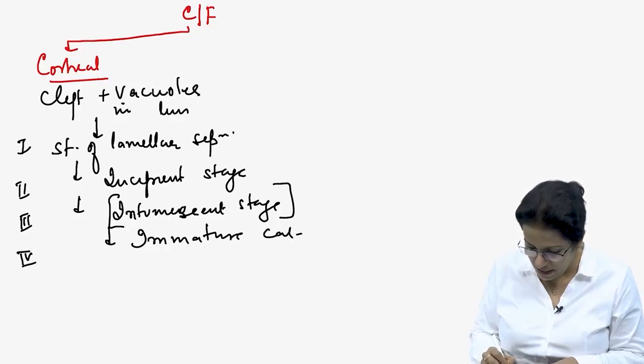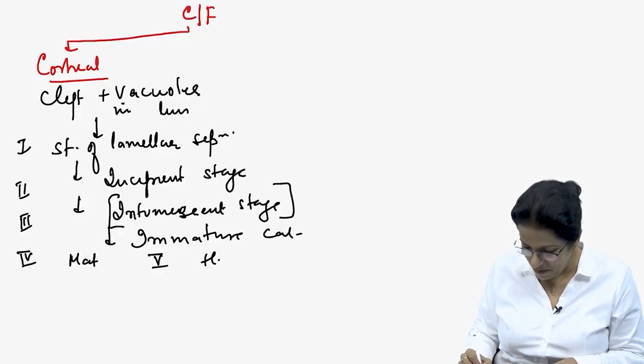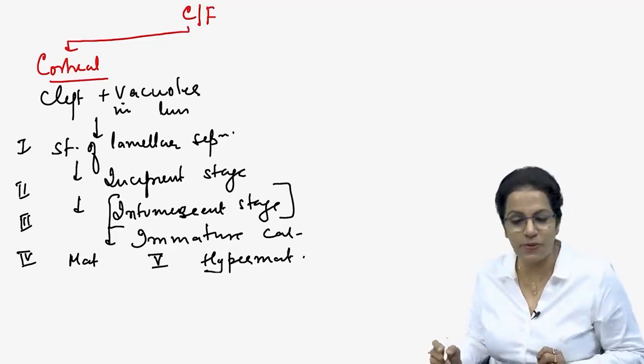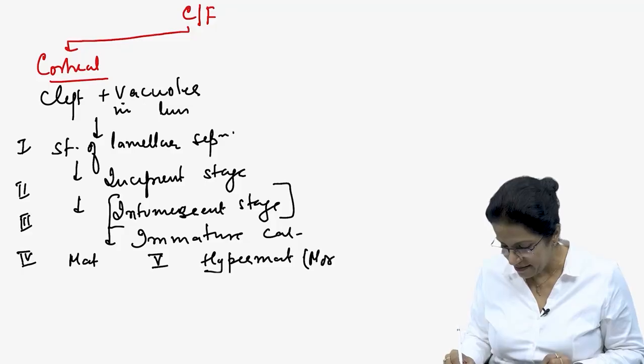What will be the fourth stage? It is mature, and the fifth stage is hypermature cataract. Are we writing together? So, this time, what was the name of the hypermature I told you? Morganian.